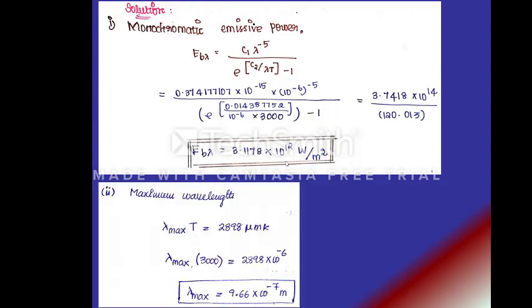Then we will proceed to calculate lambda max, as we already used the same thing in the first problem. So as per Wien's displacement law, lambda max into T equal to 2898 micron Kelvin, and if you multiply it by 10 power minus 6, it becomes meter Kelvin. So temperature T is given. We can calculate lambda max to be 9.66 into 10 power minus 7 meters. That means this body is emitting maximum radiations at a wavelength of 9.66 into 10 power minus 7 meters.